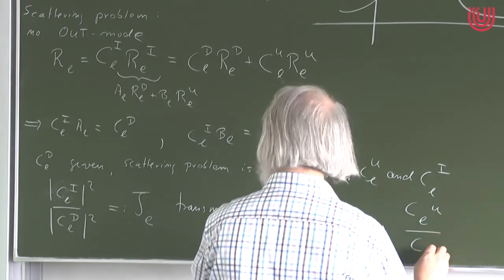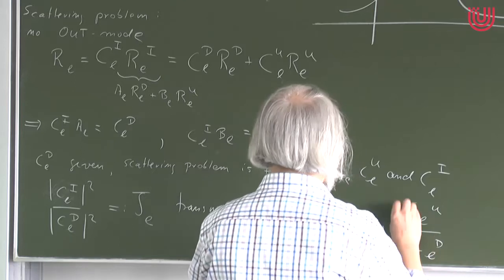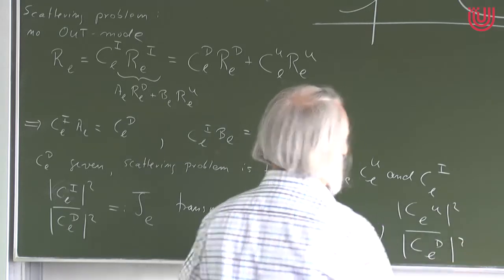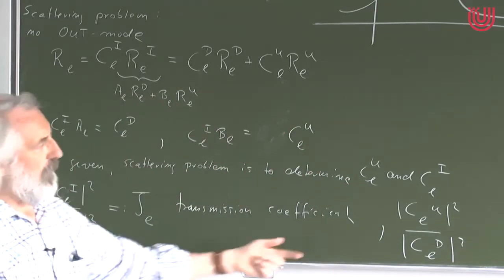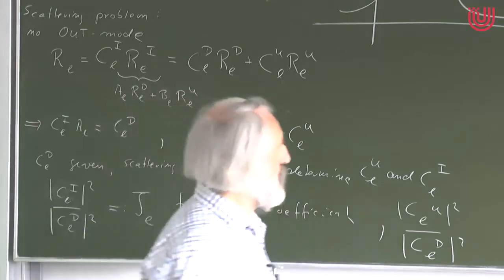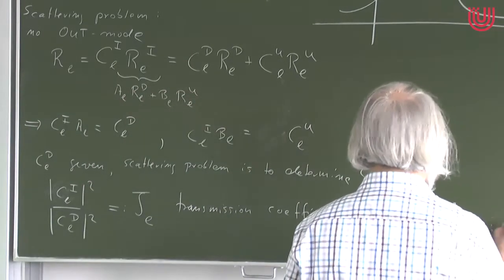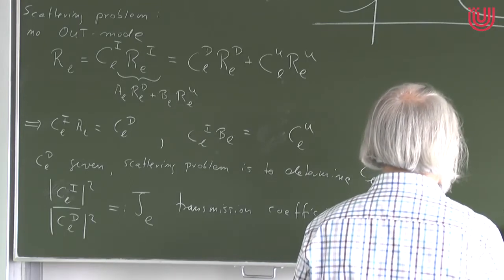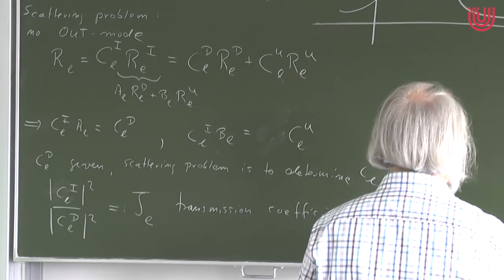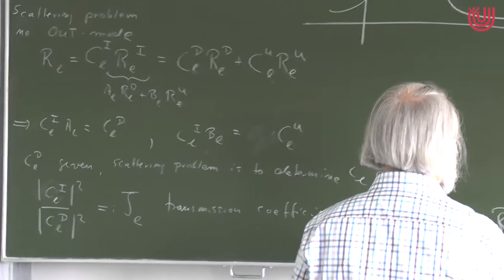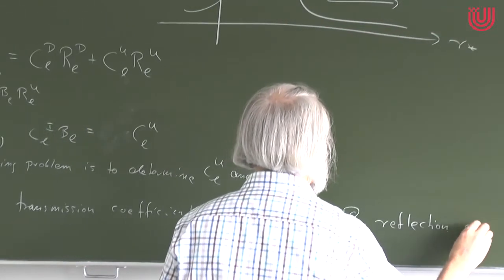So for the CL up to CLD, we introduce something similar. This is a portion which is reflected back. Up means it comes back to an observer at infinity. That's what one calls a reflection coefficient, RL. Reflection coefficient.